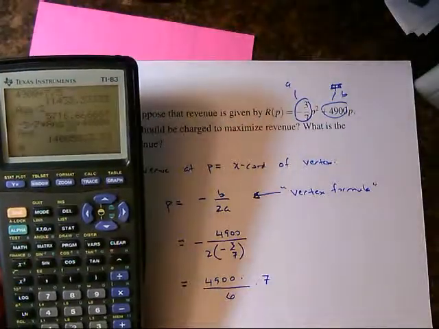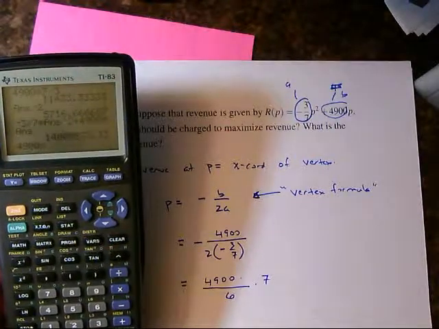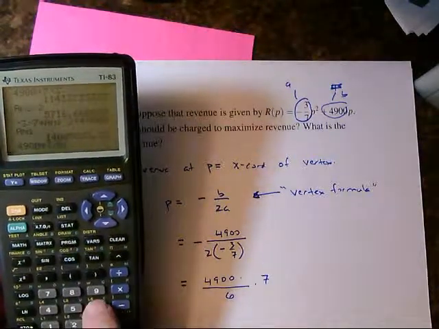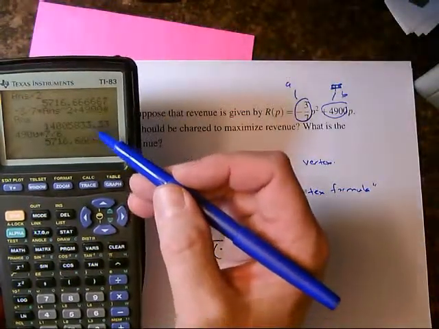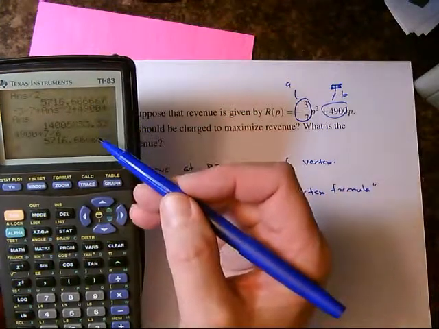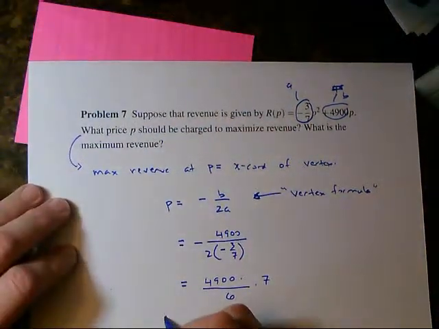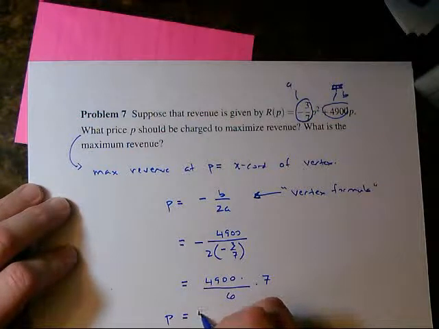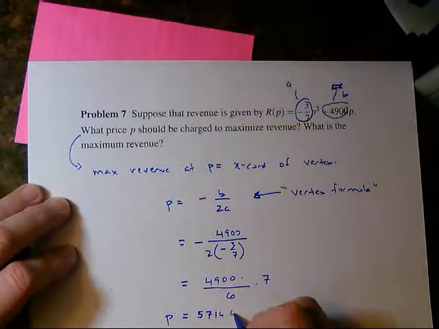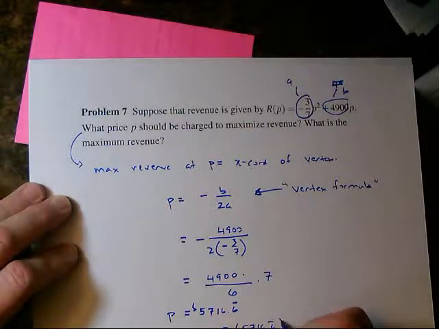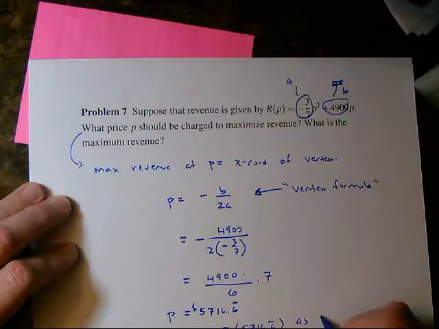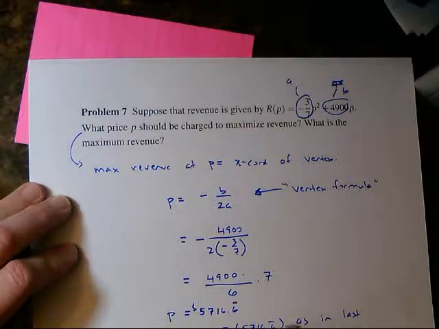On my calculator, 4900 times 7 divided by 6. And I get the exact same number here that I had for P on the previous page. So P equals 5716.66, 6 repeating. Then you do R of P equals R of 5716.66, 6 repeating, as in the last page.